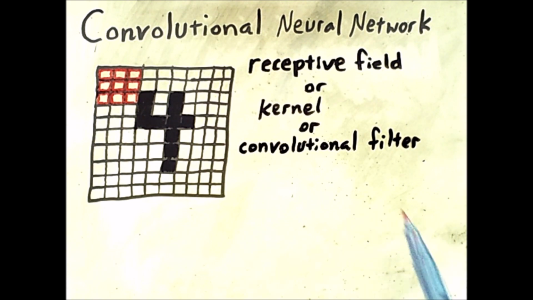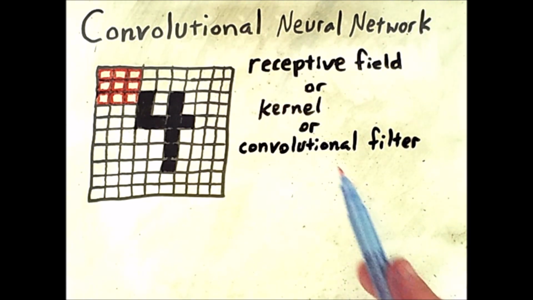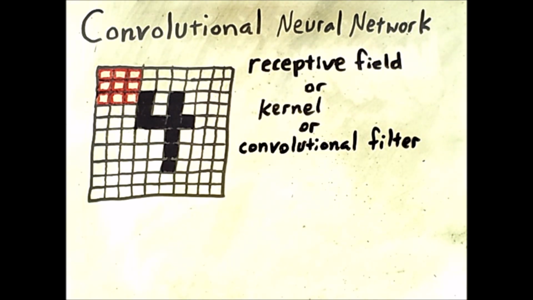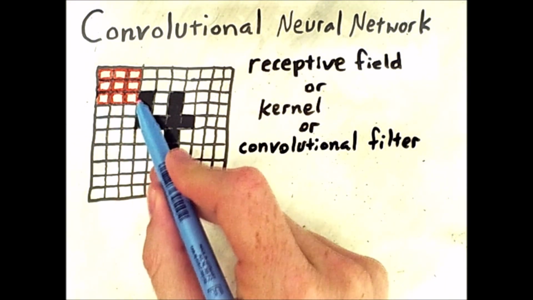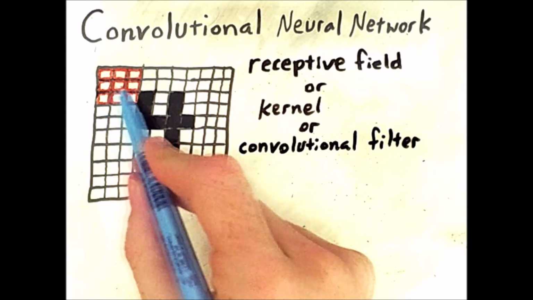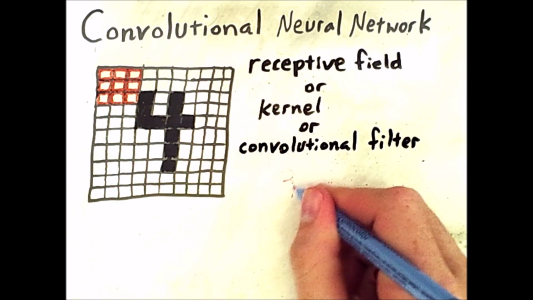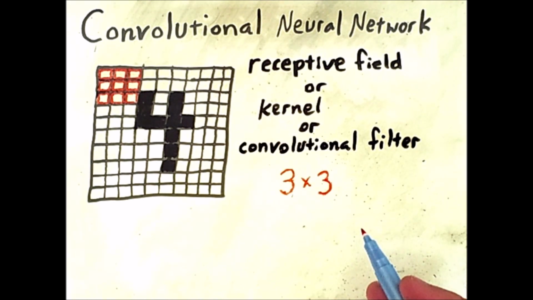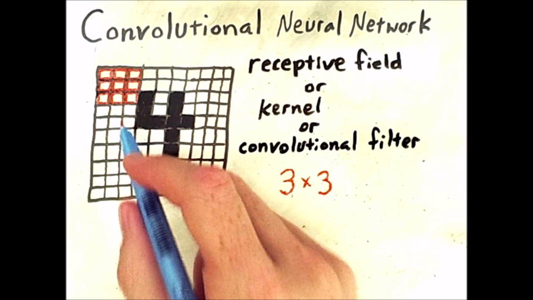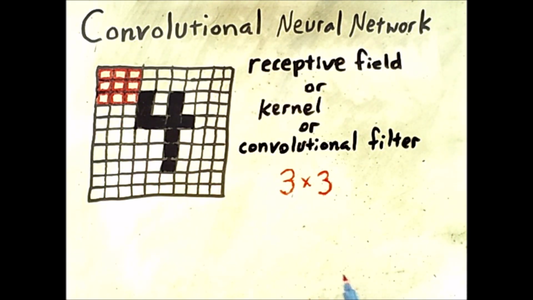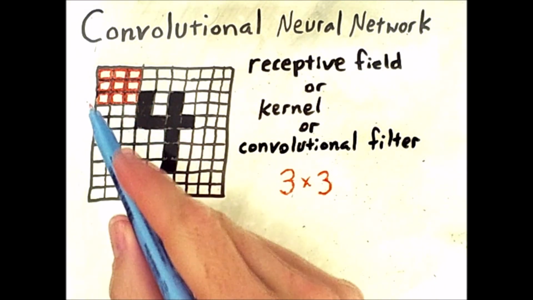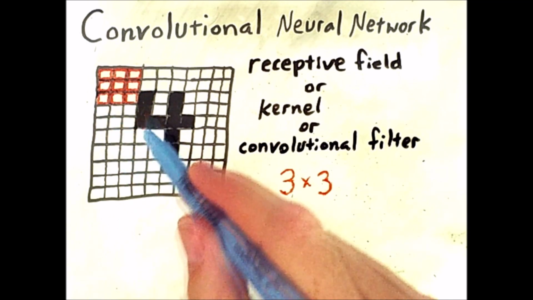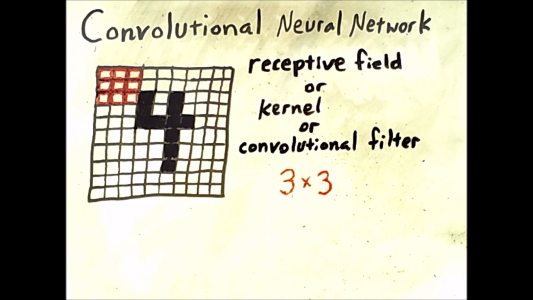First, I'll define the concept of a receptive field, also known as a kernel or a convolutional filter. So these squares that I've highlighted in red are an example of a 3 by 3 receptive field. So it's called a receptive field because there will be a specific neuron in a hidden layer above the inputs that responds to those input values.